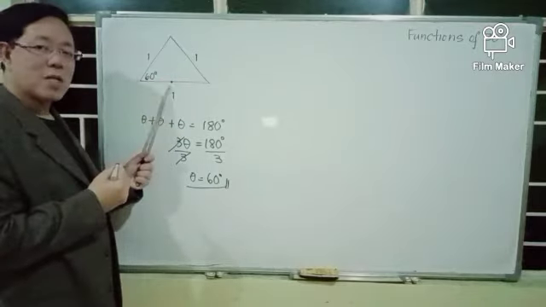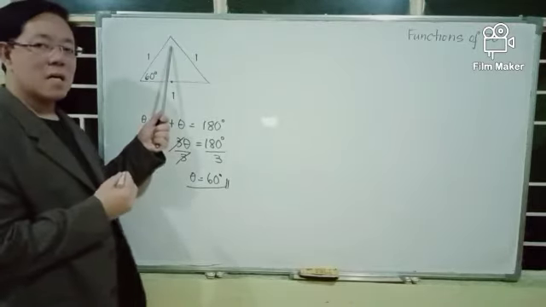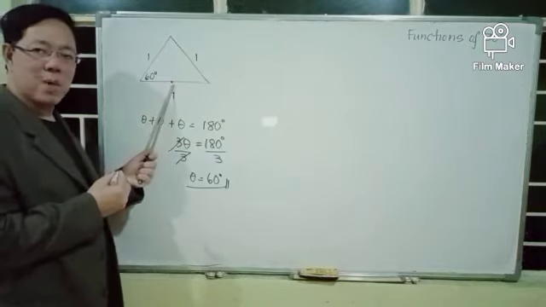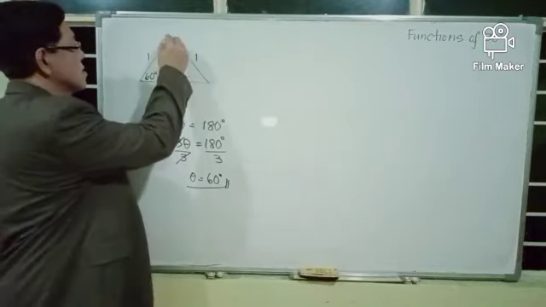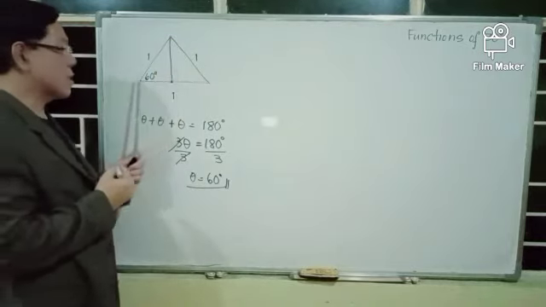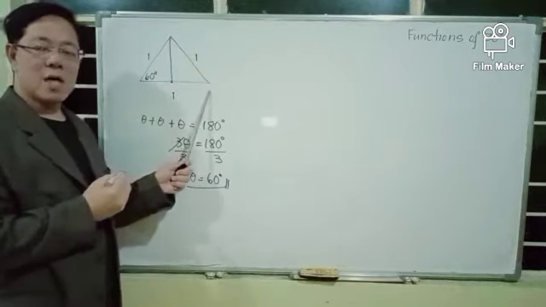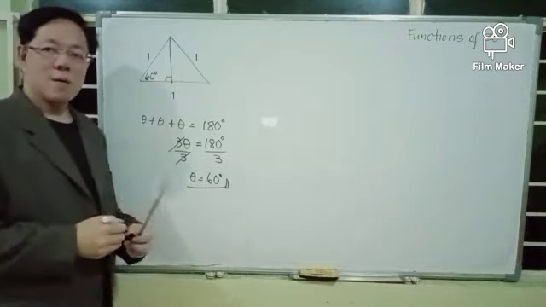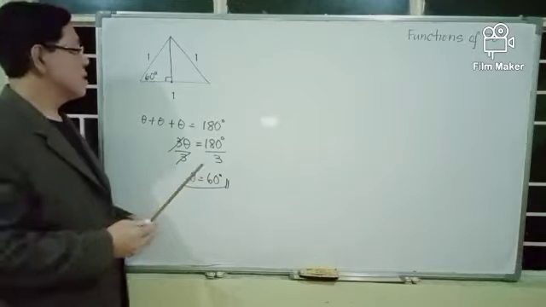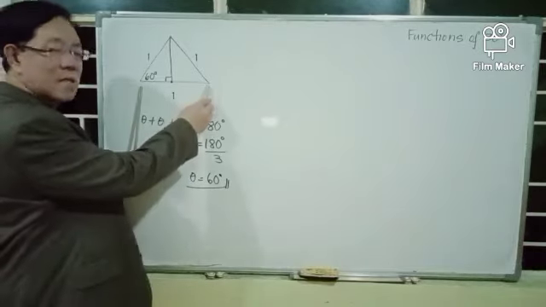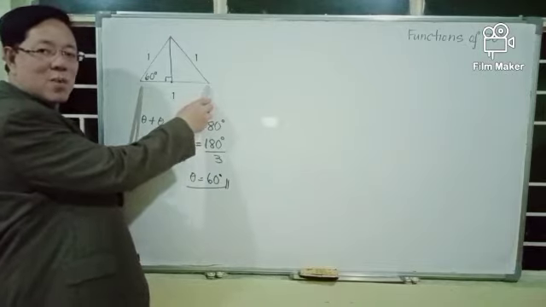This is the midpoint of this side opposite this angle, and from this vertex we drop a perpendicular passing through the midpoint of the opposite side. Because this line is perpendicular to this side of the equilateral triangle, they form a right angle. Now the length of this side of the equilateral triangle is 1 unit.